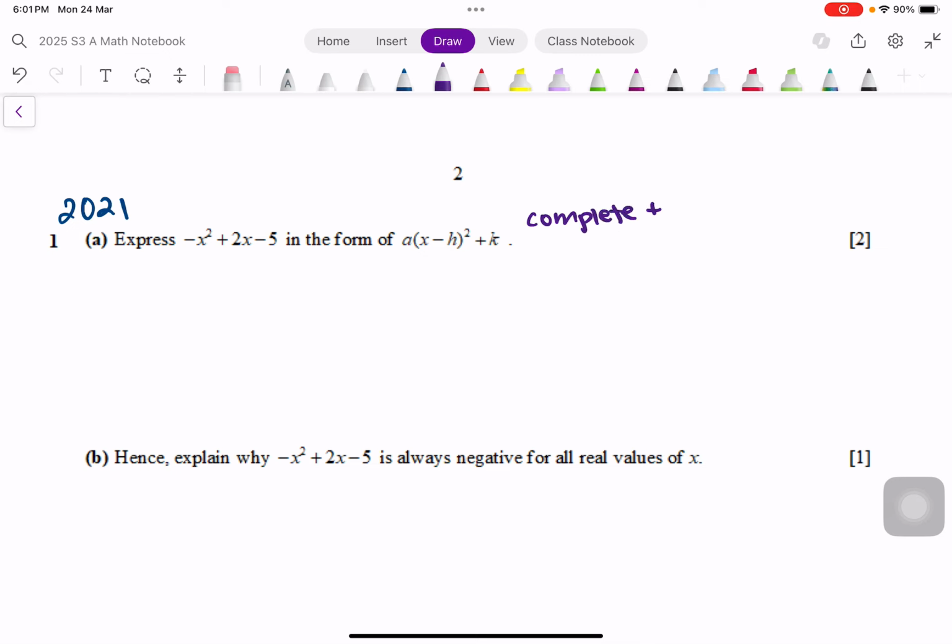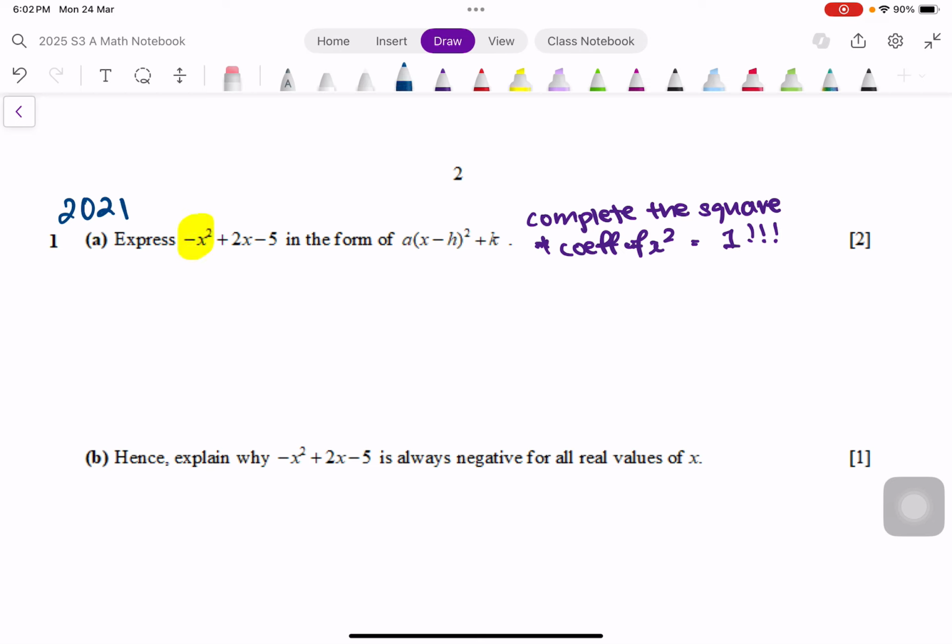Now, what is the criteria that I must have whenever I complete the square? Okay, remember our coefficient of x squared must be 1. This is our criteria. The coefficient of x squared must be 1. Okay, so right now we see here my coefficient of x squared.